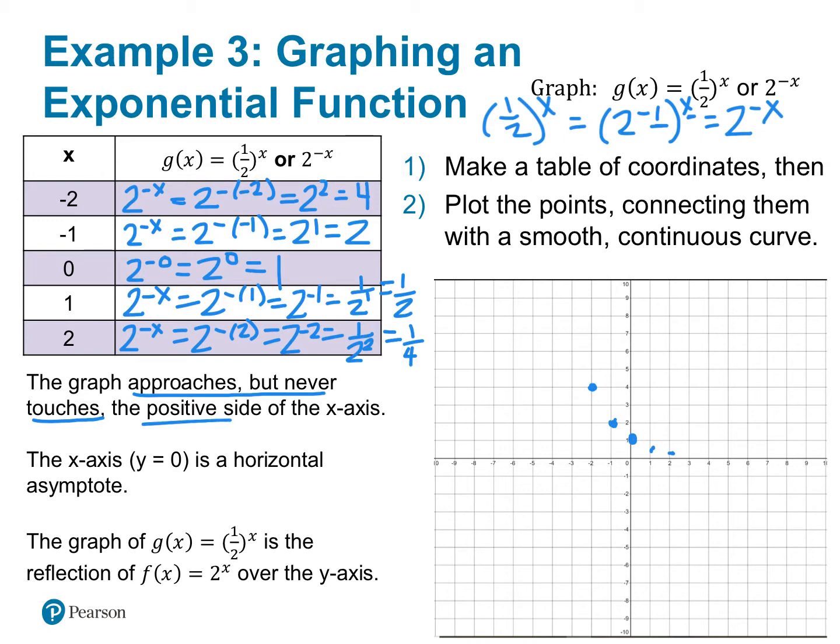The x-axis, y equals 0, is going to be a horizontal asymptote because it's going to keep approaching it, but it's never going to touch it. So it's going to stay right above there. And just another side note, the graph of g of x equals (1/2) to the x is the reflection of this 2 to the x over the y-axis. So with a reflection over the y-axis, you have 1/2 as the base, and then 2 is the other base, and those are reflections of each other.